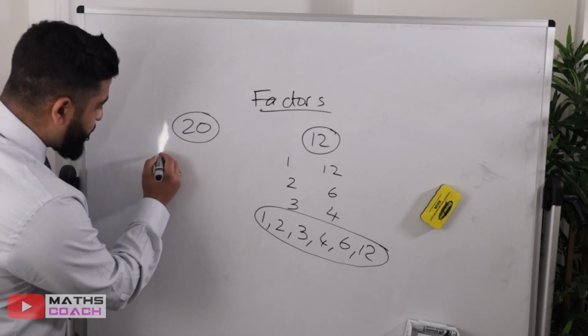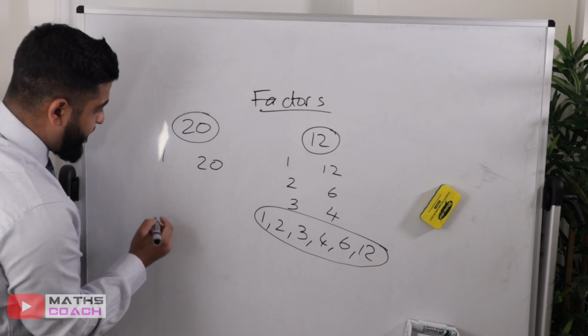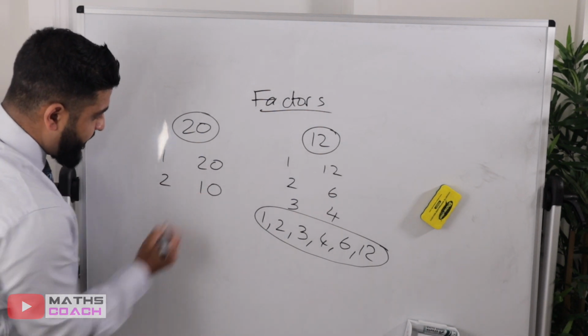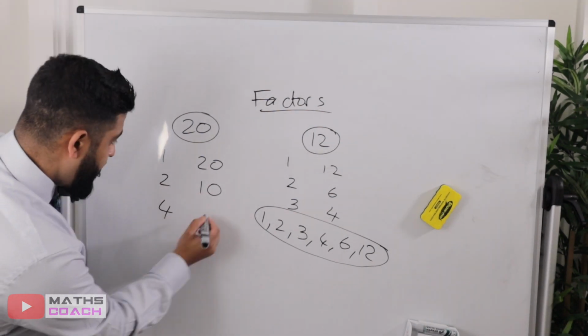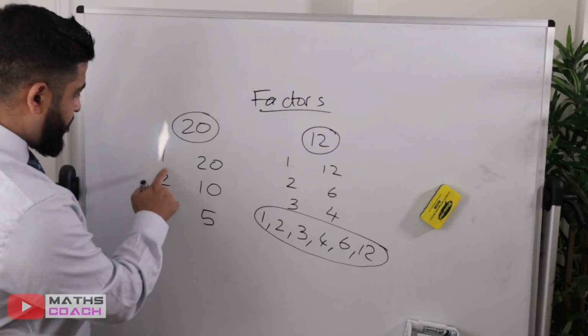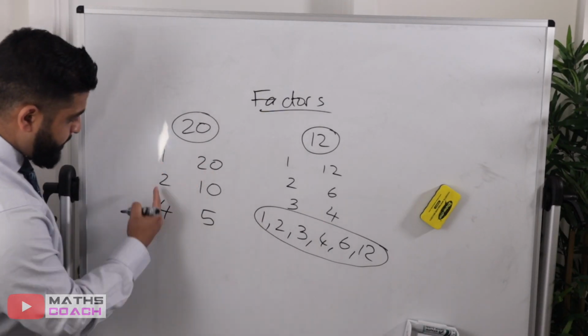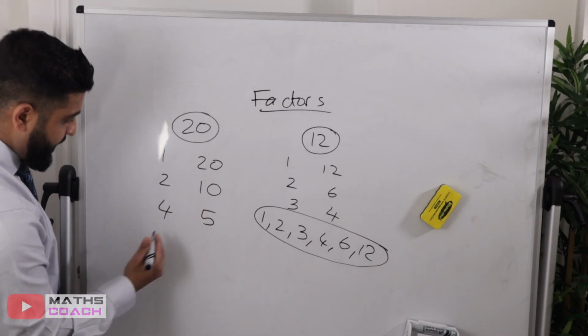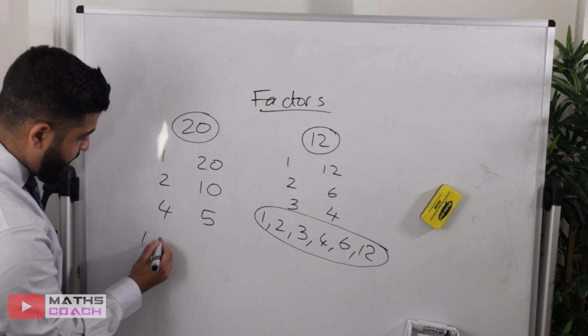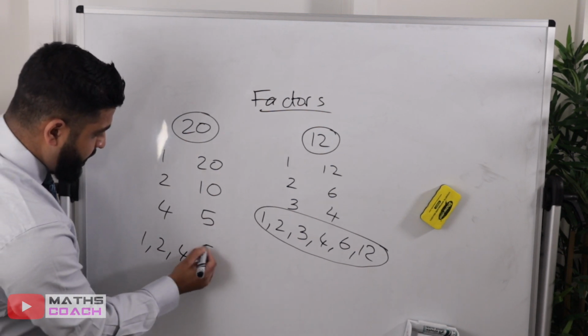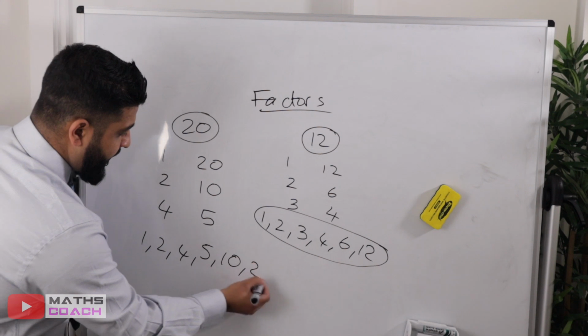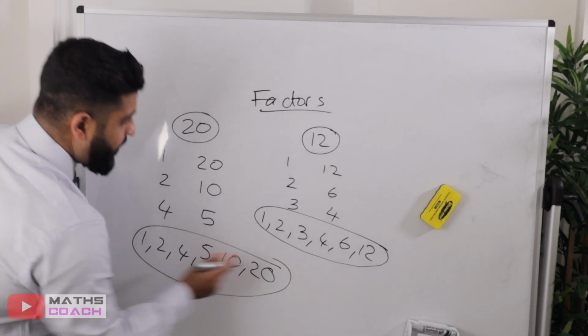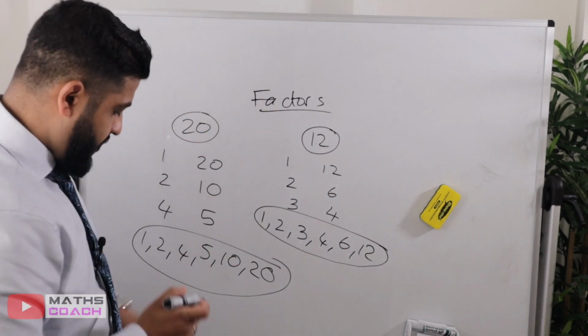Okay, so what you should have got now is 1 and 20. You could have 2 and 10, 4 and 5. So 1, 20, 2, 10, 4, 5. So the factors of 20 are 1, 2, 4, 5, 10, and 20. These are all the factors of 20.